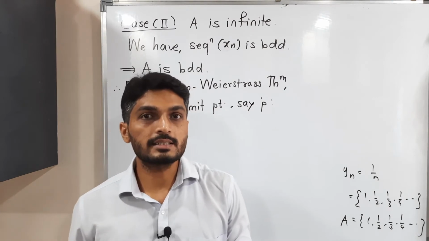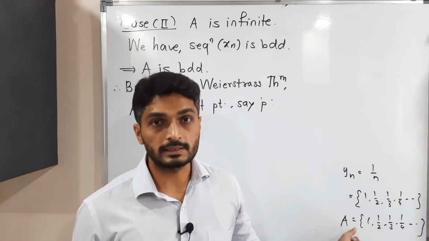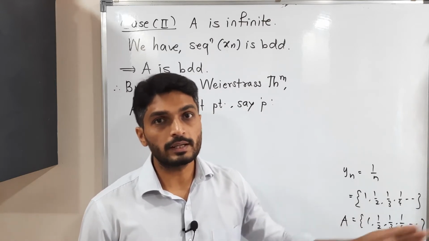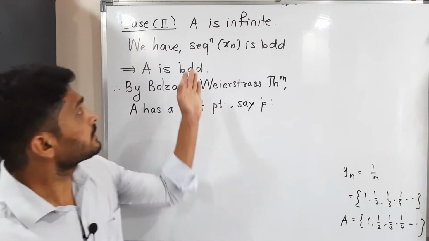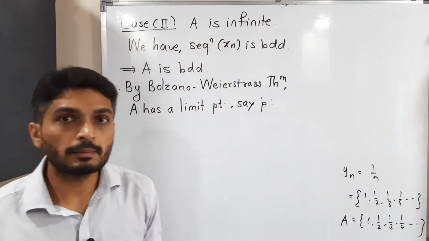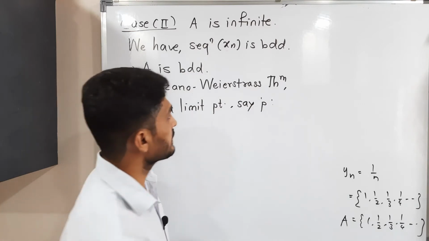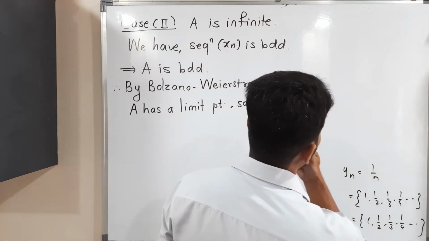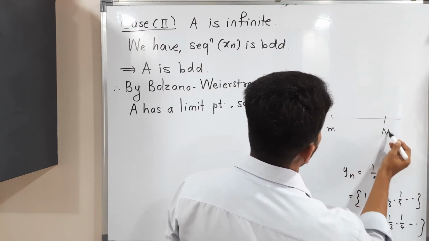The second case is A is infinite, the range set is infinite. So infinite terms are there, just like this example. See, in that case, I have written A is infinite, but the important thing is the sequence xn is bounded. So that means there is some lower bound and there is some upper bound. Getting?